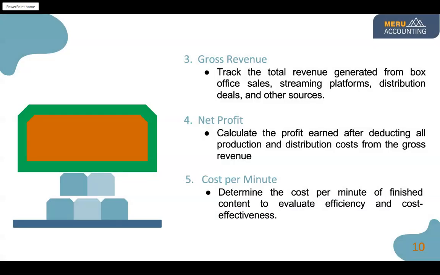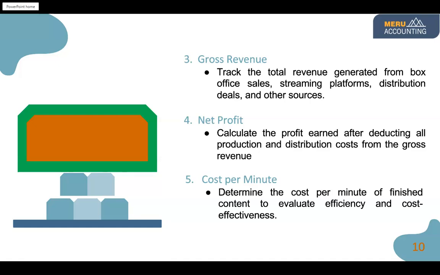Third, gross revenue. Track total revenue from the box office sales, streaming platforms, distribution deals, and other sources to assess overall income generation and financial performance across the various revenue streams. Fourth, net profit. Calculate the net profit by subtracting all the production and distribution cost from the gross revenue. This calculation provides a clear measure of the financial success after accounting for all the expenses associated with the production and distribution of a project.